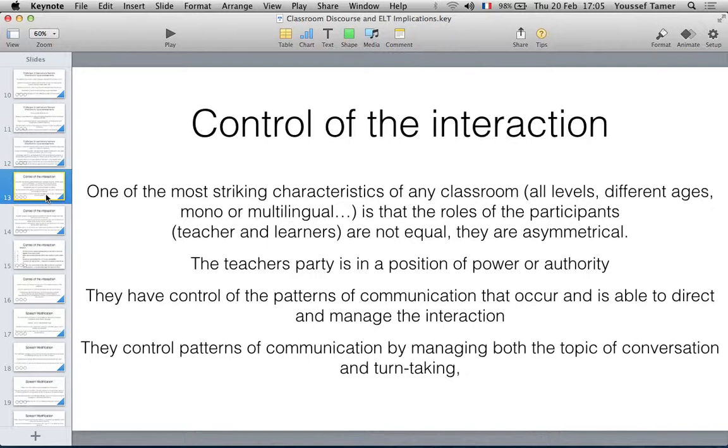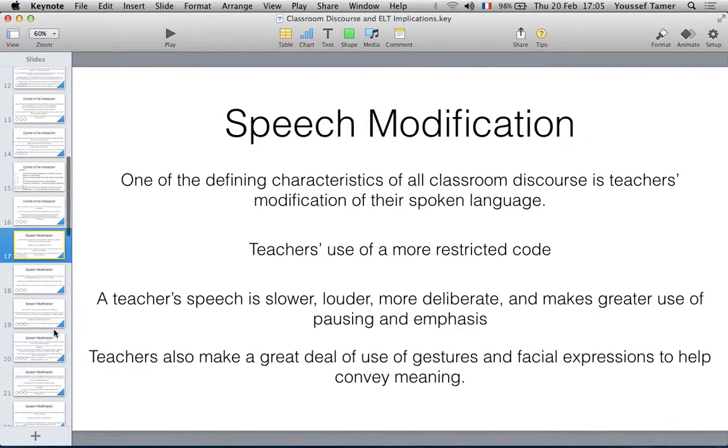Right? Then the next point we talked about is another feature of classroom discourse, which is speech modification, in the sense that teachers should modify, simplify their language, their classroom discourse, their teacher talk, in such a way to make it easier for the students to understand. You remember the cycle? Can you remind me about that cycle? Yes, Mariam?